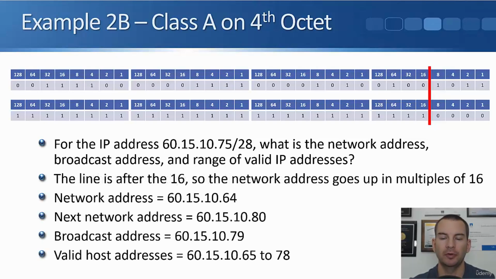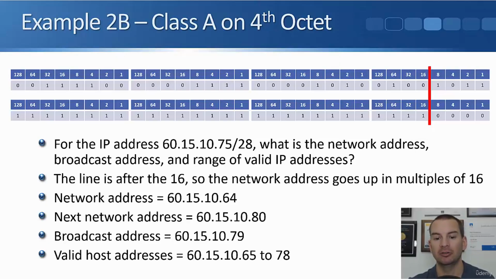Okay, for this example, the line is after the 16 when we draw it out, so the network address is going to go up in multiples of 16. I can see by looking at the last octet of the address that I've got a 1 under the 64, and that's all. So the network address is going to be 60.15.10.64. And if I add 16 to that, the next network address will be 60.15.10.80. So our broadcast address here must be 60.15.10.79.